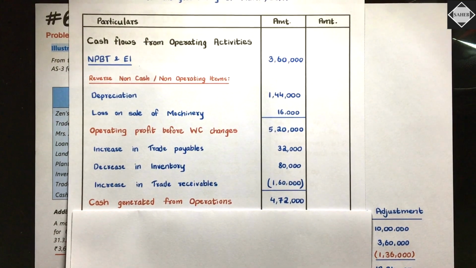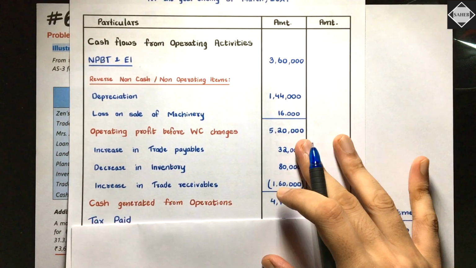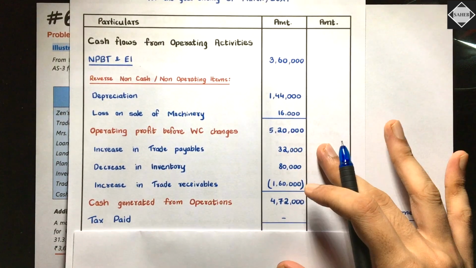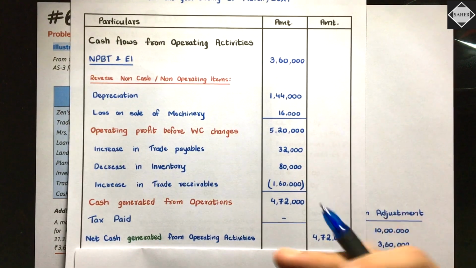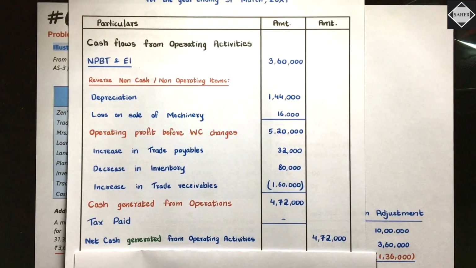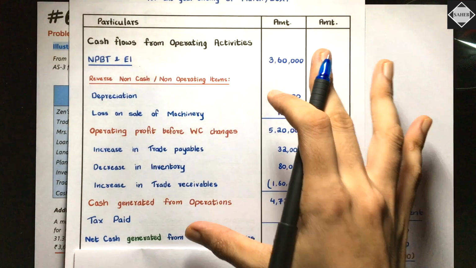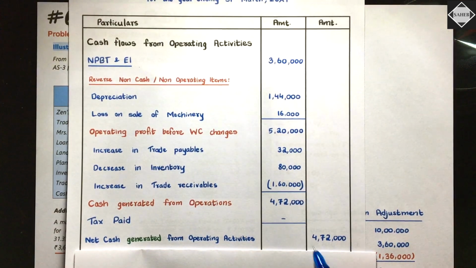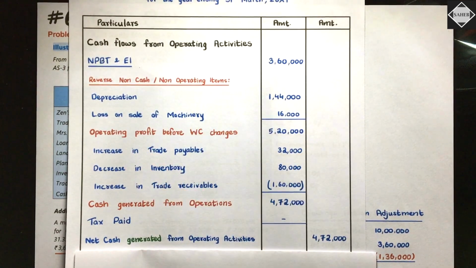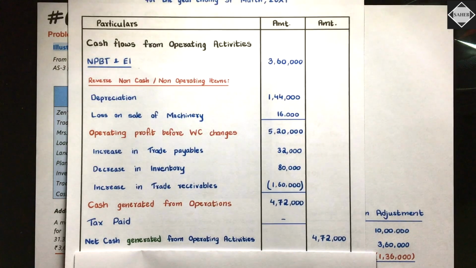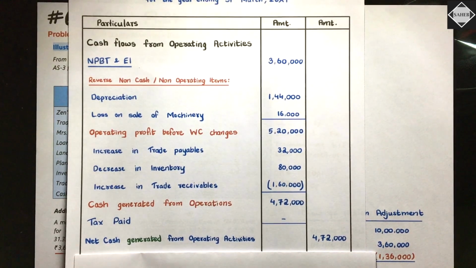Okay. Now, what do we do after this? After this, we subtract the tax paid. Yeah. Do we have tax paid in this question? No. So that's nil. And then we get what? Net cash generated from operating activities. Okay. So operating activities is over. That is how much? 4,72,000. Because of operating activity, Mr. Zen has generated how much cash? 4,72,000 cash. Is it clear?